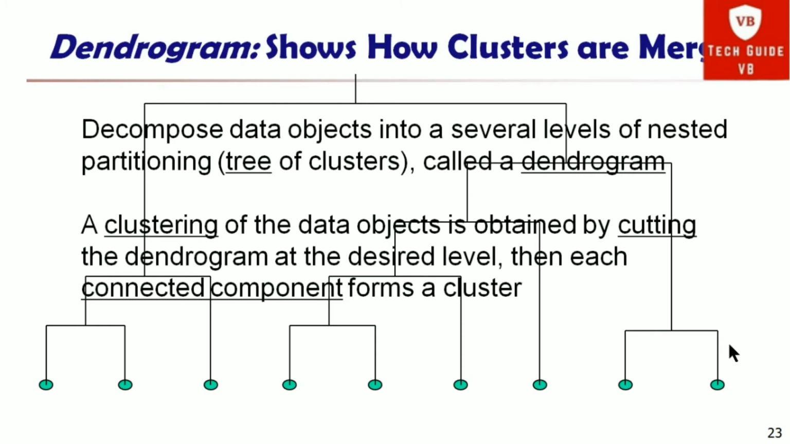A dendrogram shows how clusters are merged. It decomposes data objects into several levels of nested partitioning. That tree of clusters is called a dendrogram. The dendrogram is one of the methods in hierarchical clustering. A clustering of the data objects is obtained by cutting the dendrogram at the desired level, and then each connected component forms a cluster. The example shown here is the dendrogram and its merging.